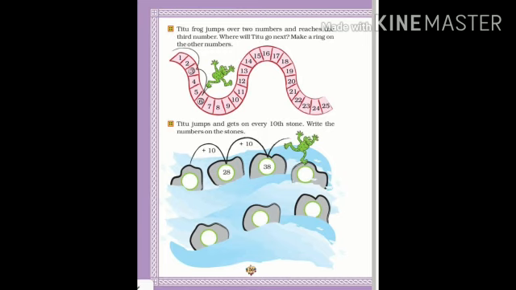T2 frog jumps over two numbers and reaches the third number. Where will T2 go next? Make a ring on the other numbers. Begin from 1, 2: he has jumped and landed on 3. Then 4, 5: he has jumped and landed on 6. Then where will he land? Yes, 7, 8: he will jump and land on 9.